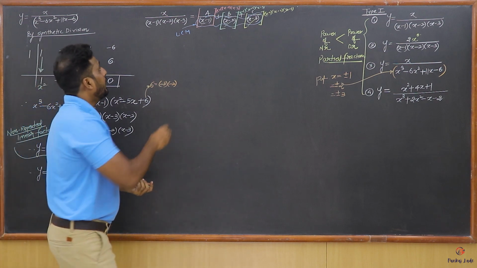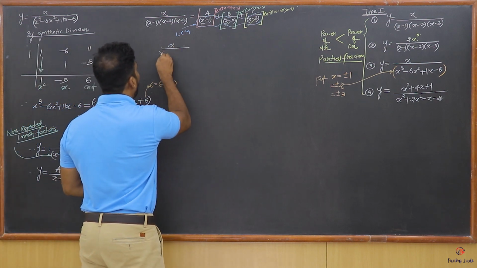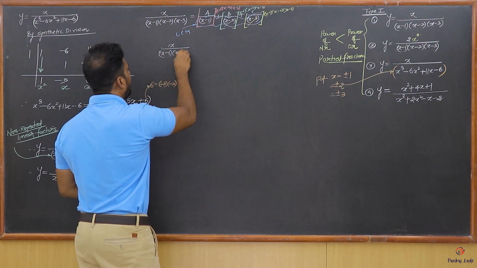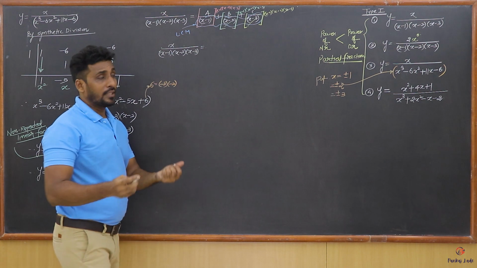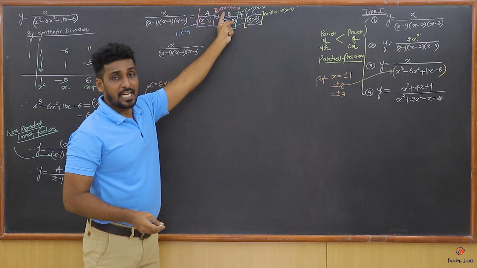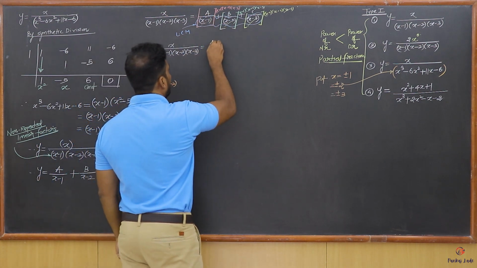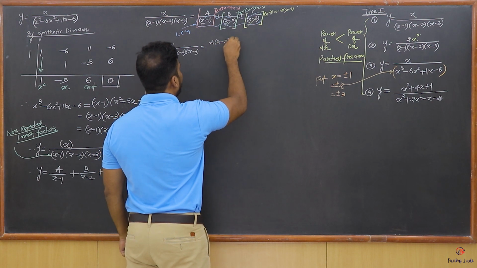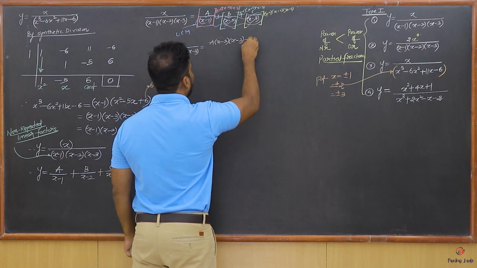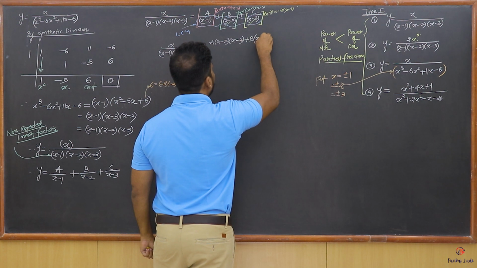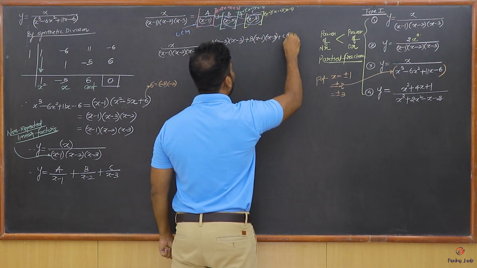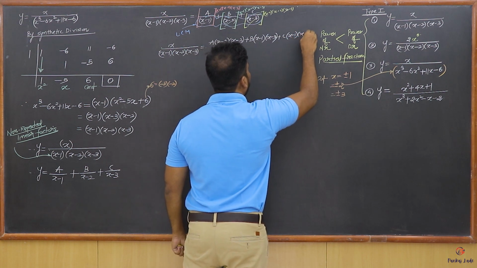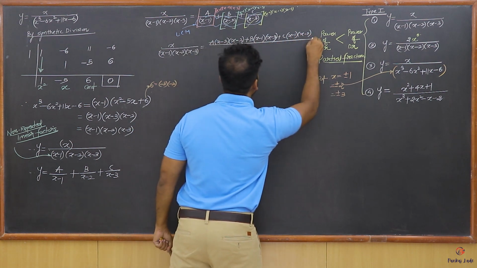So I can now say I get x upon x minus 1 into x minus 2 into x minus 3 is equal to. So what has happened? From the first term, x minus 1 has cancelled. So a multiplies with what? A multiplies with x minus 2 into x minus 3 plus b multiplies with x minus 1 into x minus 3 plus c multiplies with x minus 1 into x minus 2. And what was the LCM taken?